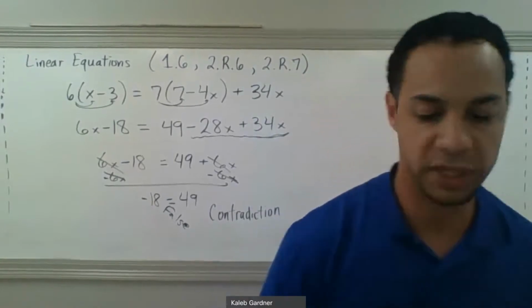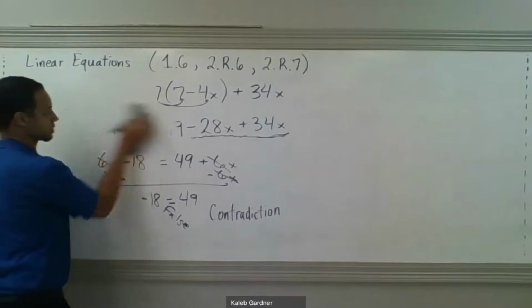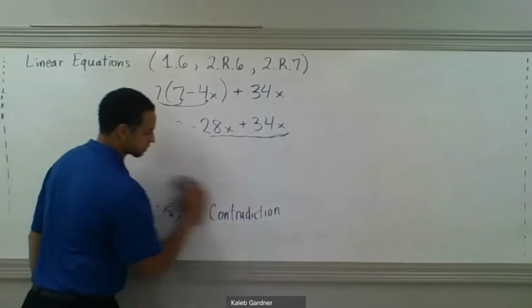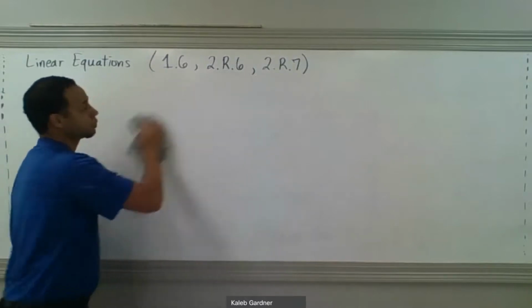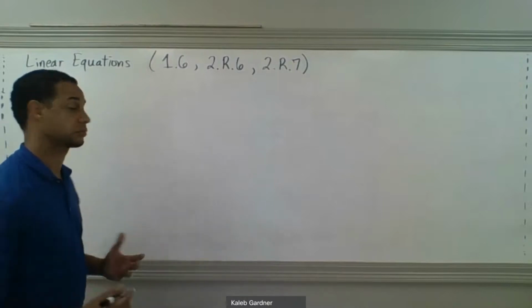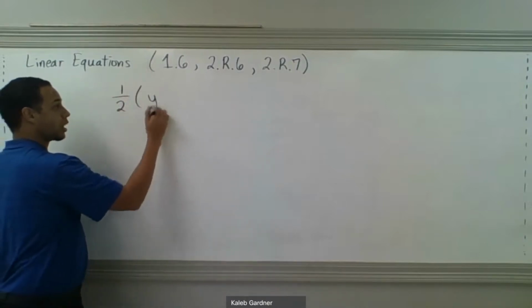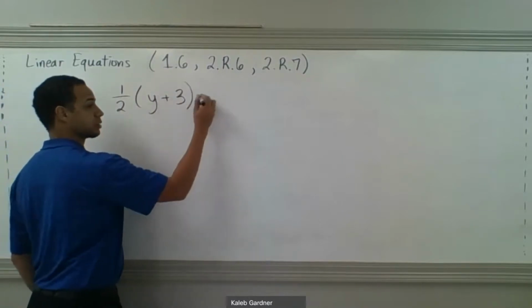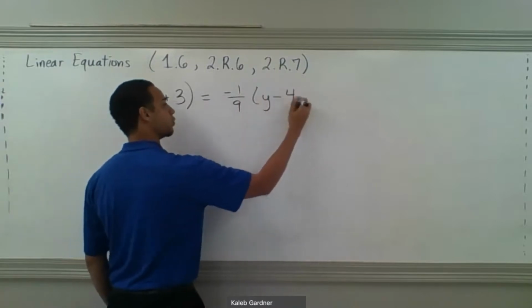All right, so we can get a couple more examples in, especially one with a fraction, maybe more than one with a fraction. I know very few people, if anyone, like fractions. I'm one of those people who don't like fractions. So 1/2 y plus 3 equals negative 1/9 y minus 4.